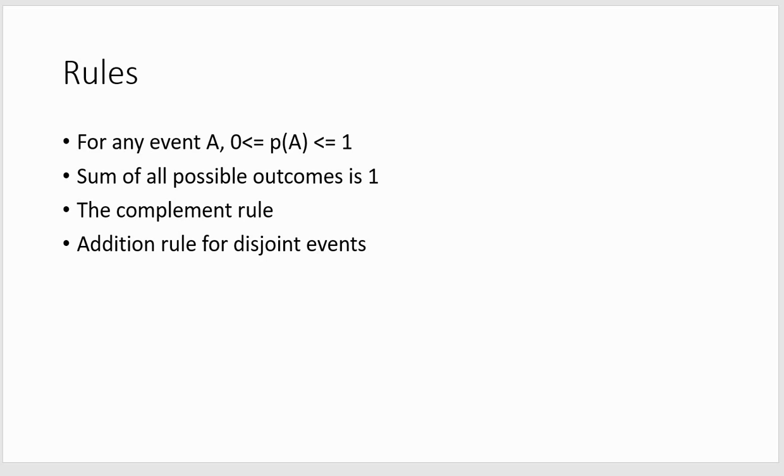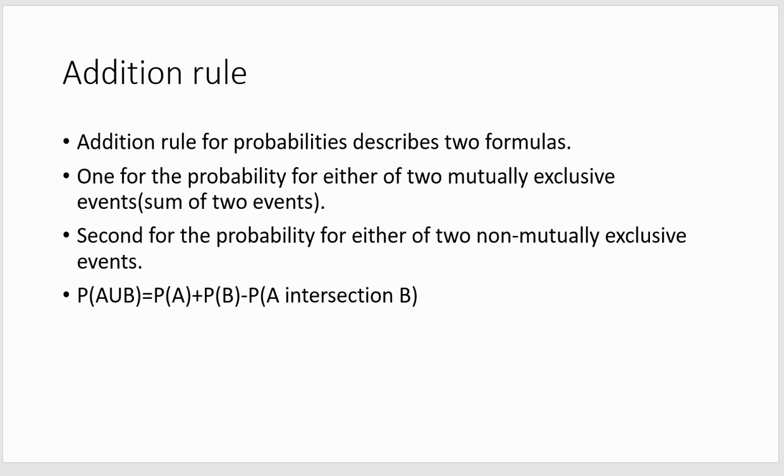This is a simple formula of the addition rule of disjoint events. And the next one is: what is meant by the addition rule? The addition rule for probability is described by two formulas. There is one formula for probability of mutually exclusive events.